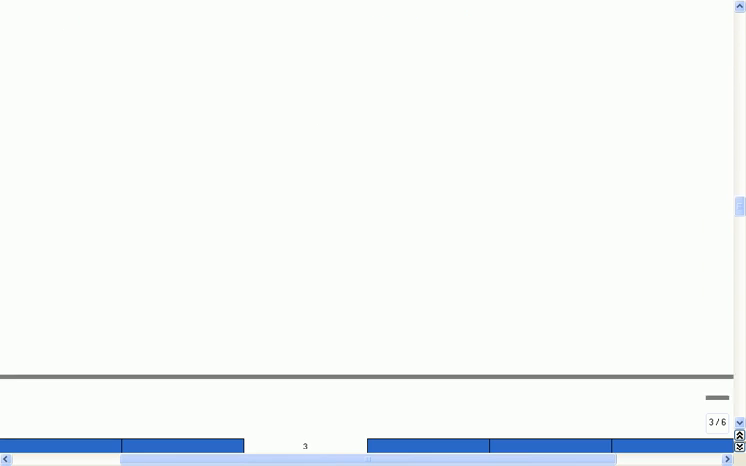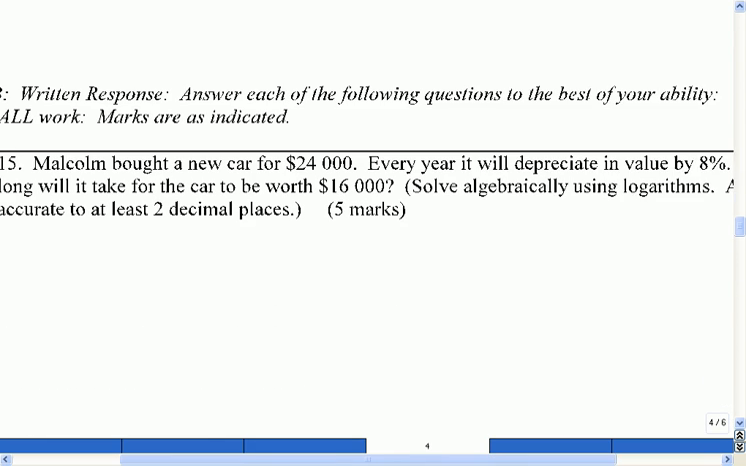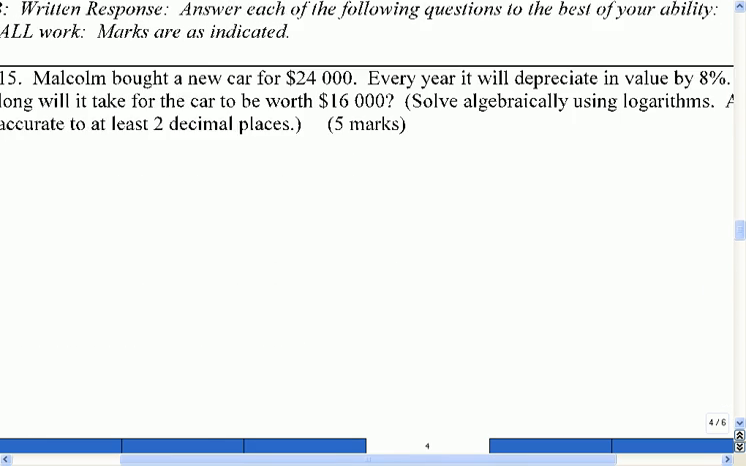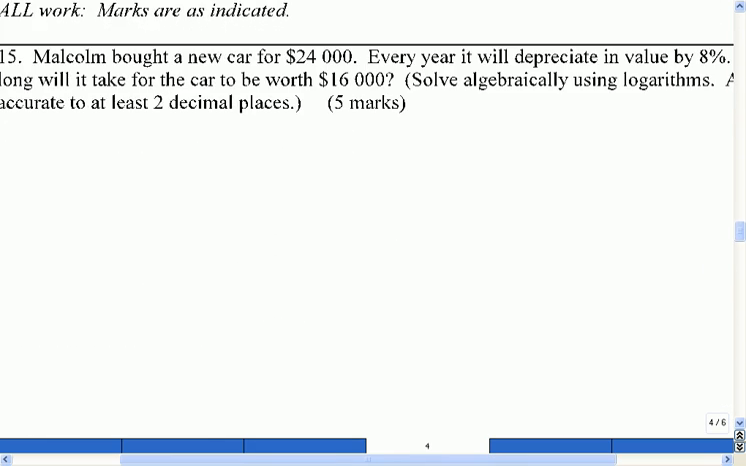In the written section here, Max bought a new car for $24,000. Every year it will depreciate by 8%. How long will it take for the car to be worth $16,000? Okay, so this is what it's presently worth, and this is what I want to know its future value. So in my equation, I know I have 16,000, and its present value is 24,000.